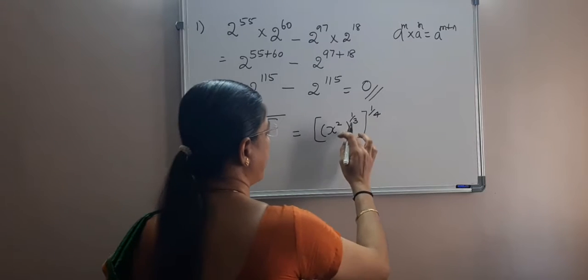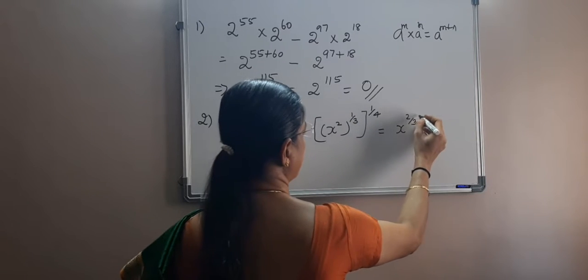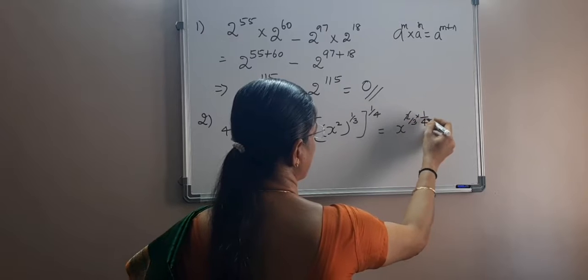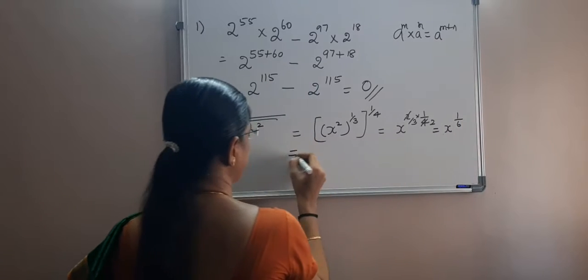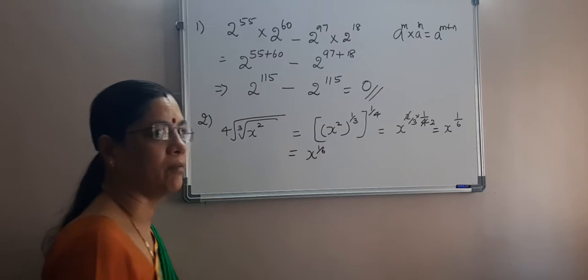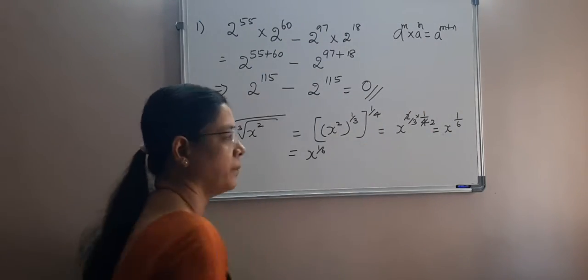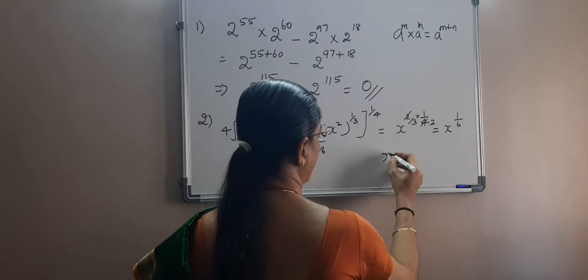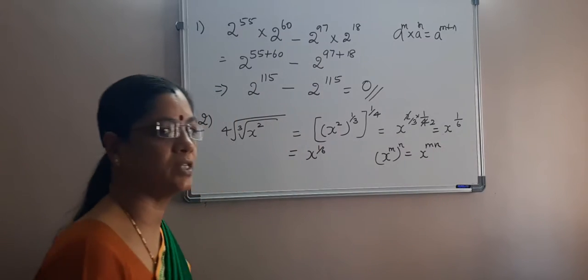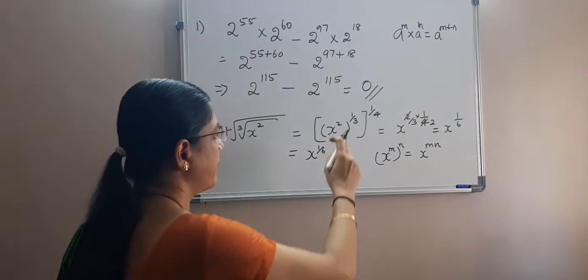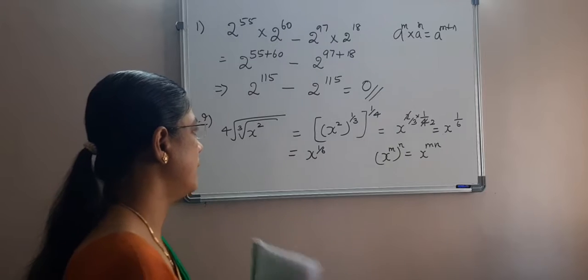Now we apply the power of power rule, so this becomes 2 into 1 by 3 into 1 by 4. Both of these get cancelled in the power and we get x to the power 1 by 6, and that is how we solve rational exponents in the power. Here I have applied the power of power rule, that is x to the power m, the whole to the power n is equal to x to the power m into n. We just multiply the powers. So power to the power gets multiplied directly. Okay, so these are two sums.